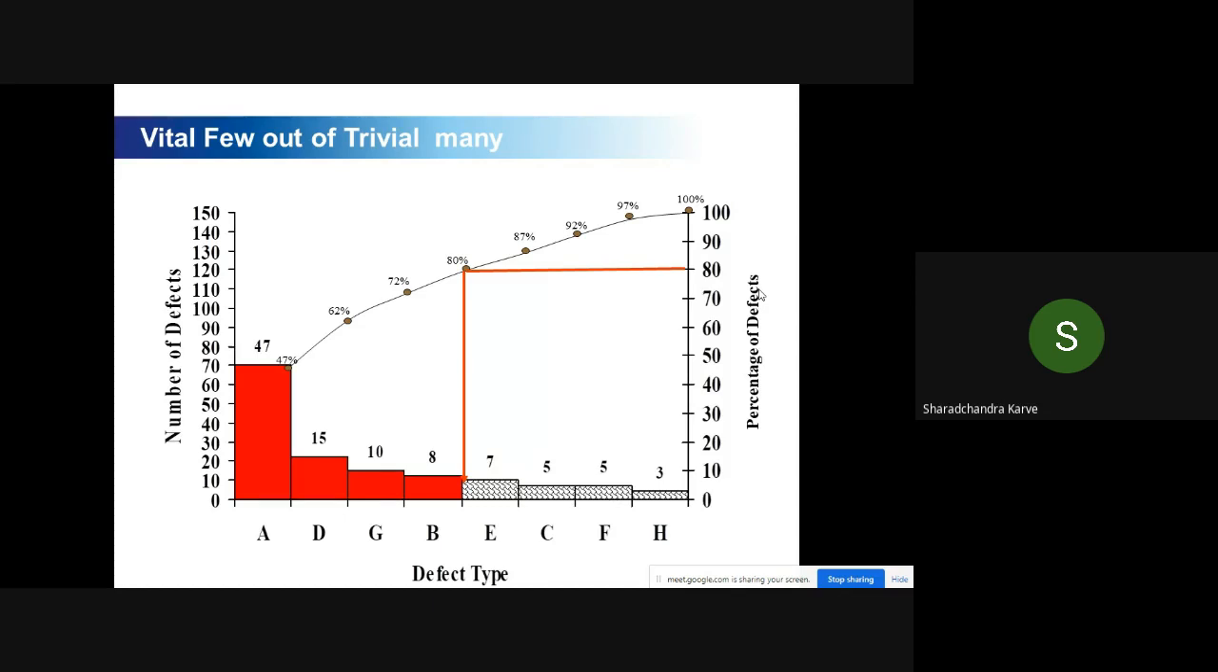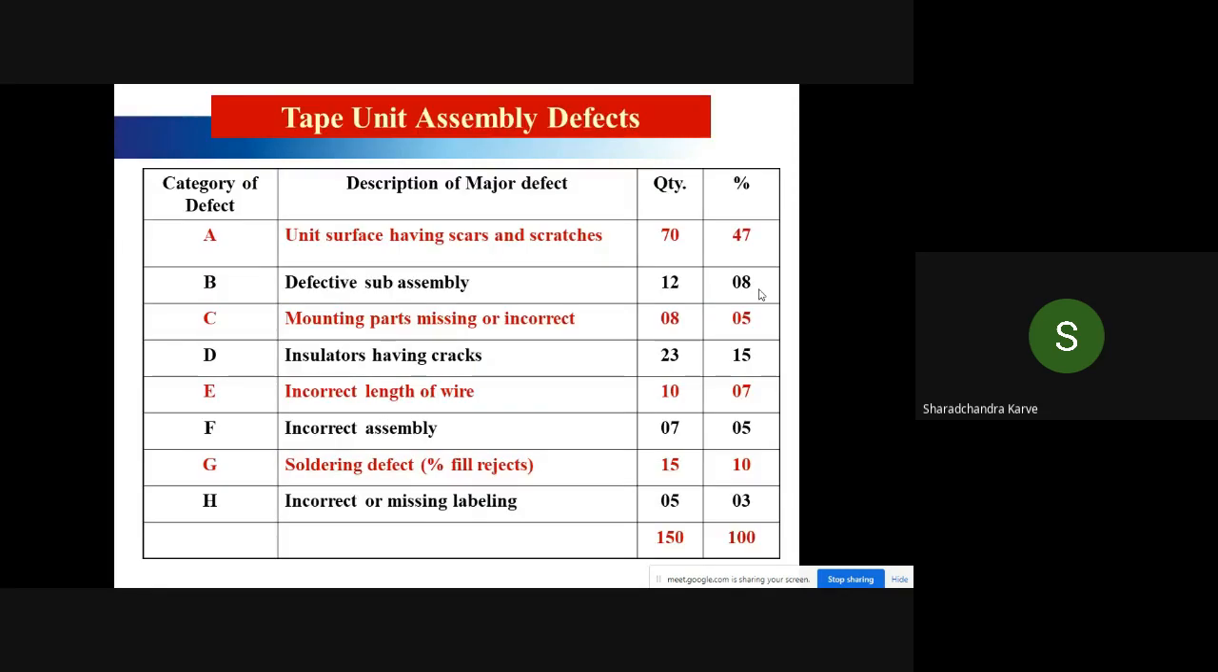From those potential reasons, you are screening the vital reasons. So from many reasons, you are narrowing down to a few reasons and also identifying the impact of that particular reason. So next slide, please. I will explain how to draw a Pareto diagram.